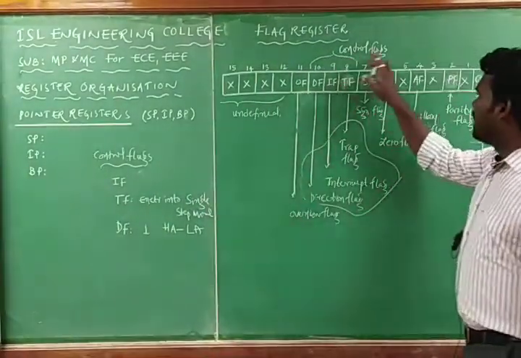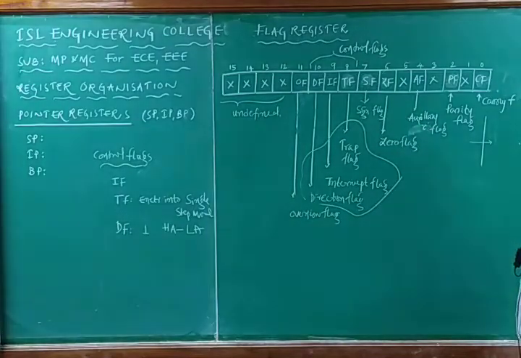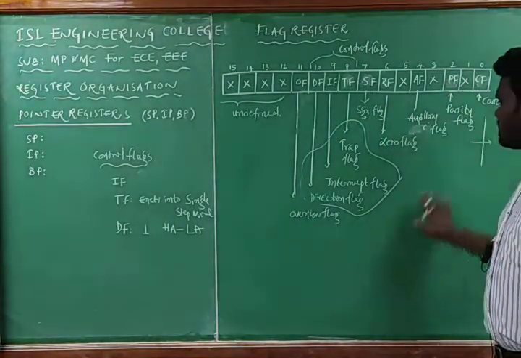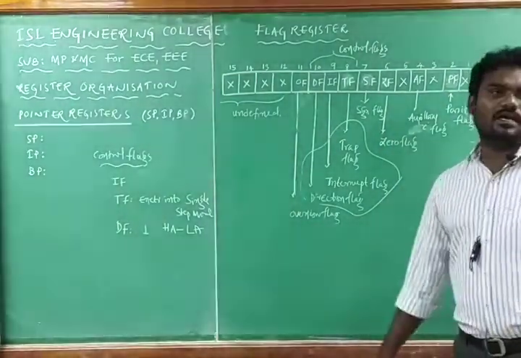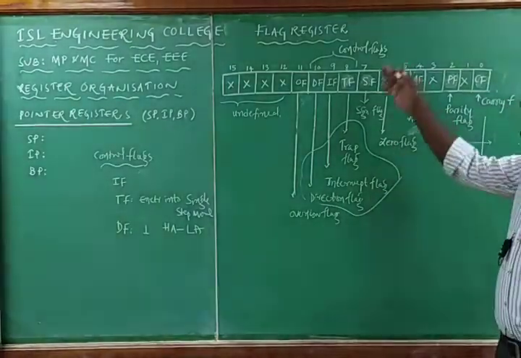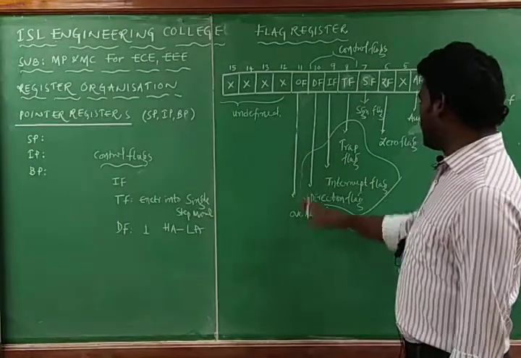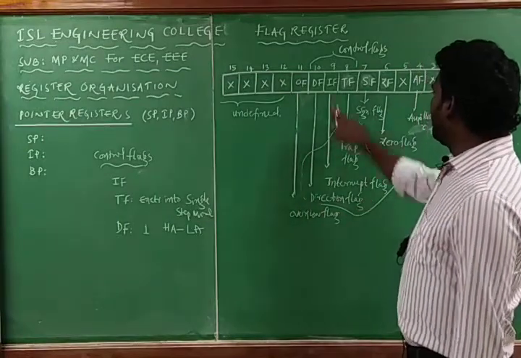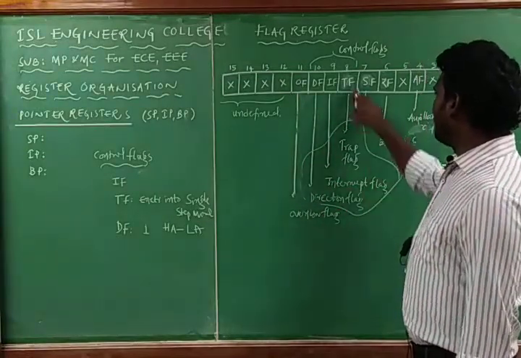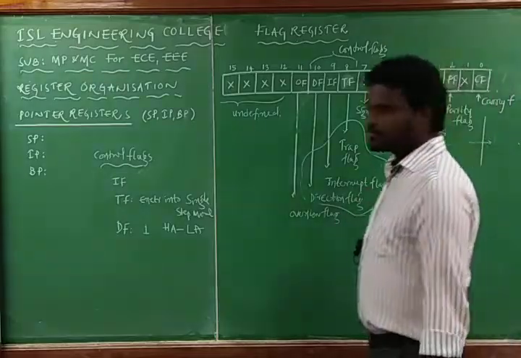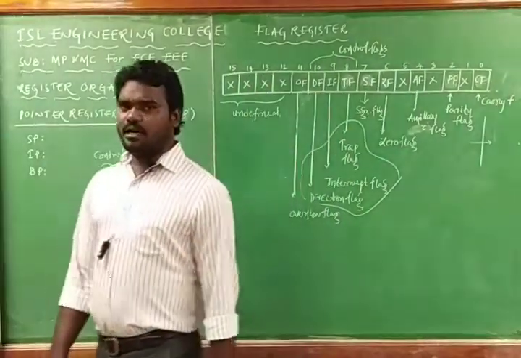Coming to the remaining 3 flags, which are the control flags: the 6 flags we have discussed come under conditional flags. Now we are going with the control flags. There are 3 control flags: the directing flag, the interrupt flag, and the trap flag.